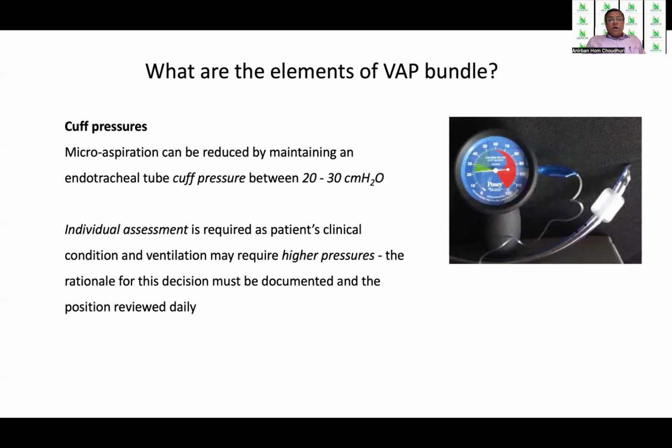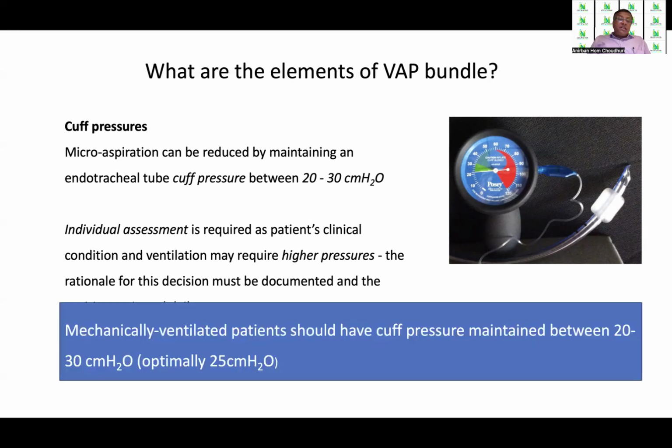The second component of the VAP bundle is the measurement of the cuff pressures. We know that microaspiration can be reduced by maintaining an endotracheal tube cuff pressure between 20 to 30 centimeter of water, and individual assessment is required because the patient's clinical condition and ventilation may require higher pressures. The rationale for the decision must be documented and the pressure should be reviewed daily. We neither can give too much pressure because that can cause ischemia. If we give too little pressure, that can cause aspiration. So mechanically ventilated patients should have cuff pressure maintained between 20 to 30 centimeter of water, optimally around 25 centimeter of water.